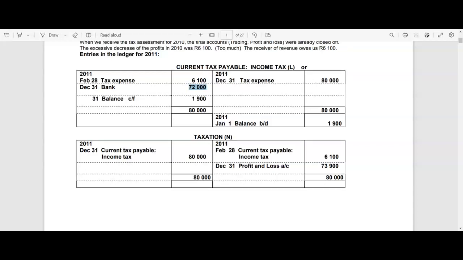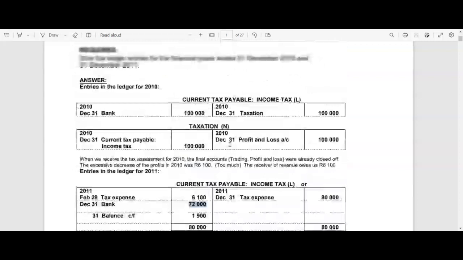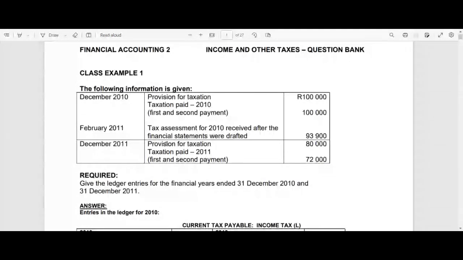Okay, ladies and gentlemen, I know I've been going very slow, and our time is slowly running out as well. So let us just then at least finish this one. So, ladies and gentlemen, for the 2011 year, let's first of all start with our provisional tax payments. They say we've made a first and a second provisional tax payment. We don't know the exact amounts. That hasn't been given to us, but we know that in total, in aggregate, those two combine for a total of 72,000 rand. So that was our first and second provisional tax payments combined.